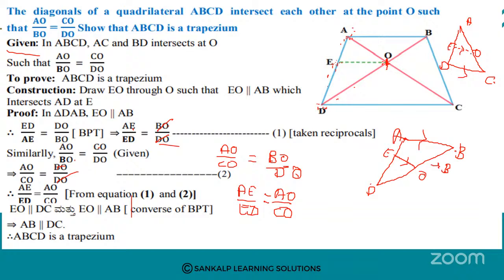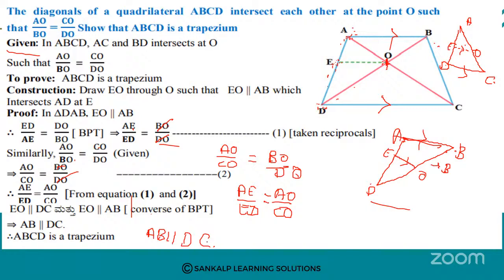EO is parallel to DC also. EO is parallel to AB also. So EO is parallel to both AB and DC, so what can we say? Can we say AB is parallel to DC? See, EO is parallel to AB and EO is parallel to DC. That means AB is parallel to DC. Right? EO is parallel to both AB and DC. That means AB is parallel to CD. Okay? Therefore, AB is parallel to DC.